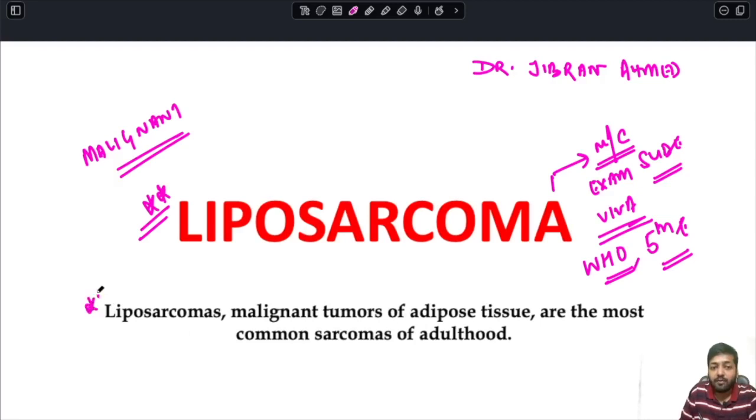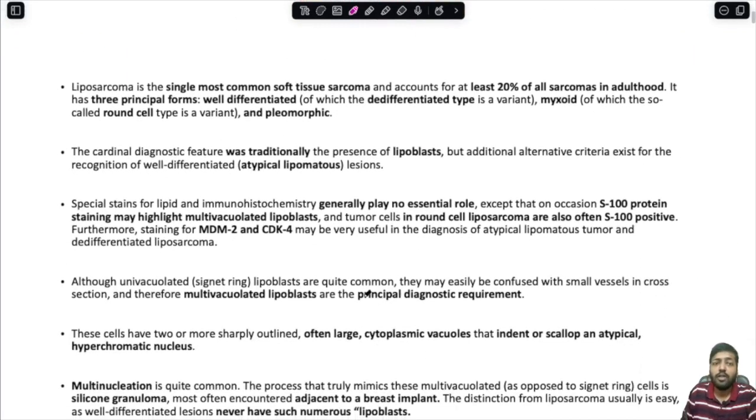So liposarcomas are malignant tumors of adipose tissue and they are the most common sarcomas of adulthood. Liposarcoma is the single most common soft tissue sarcoma and accounts for at least 20% of all sarcomas in adulthood. It has three principal forms: the well differentiated liposarcoma or atypical lipomatous tumor, of which the dedifferentiated type is a variant. So this is the number one variant. Secondly, we have the myxoid variant, myxoid liposarcoma, of which the so-called round cell type is a variant. Then thirdly, we have the pleomorphic variety of liposarcoma.